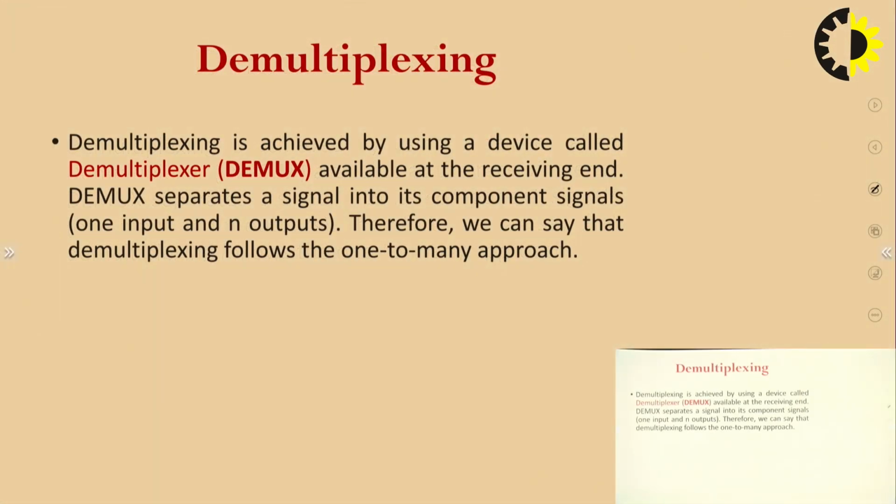Similarly, at the receiver we have to use a device known as a demultiplexer, and demultiplexing is achieved by using the demultiplexer available at the receiving end. Demux separates a signal into its component signals, that is, one input and n outputs. Therefore, we can say that demultiplexing follows the one to many approach.